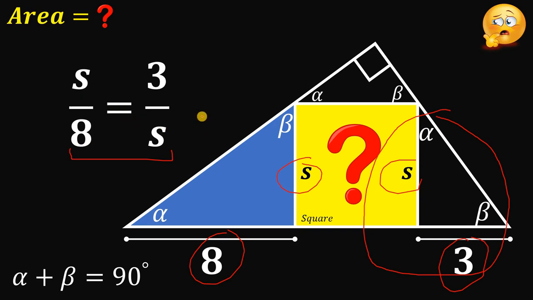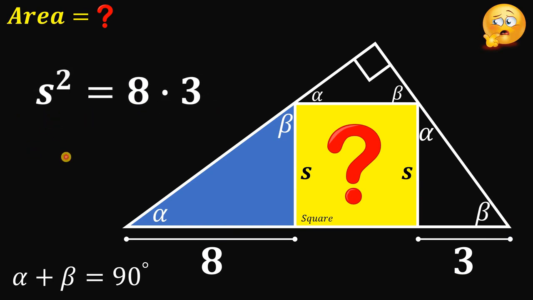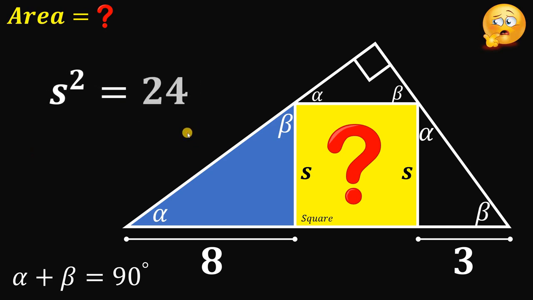Now, we can solve for the value of S squared, or the area of this square. So what we're going to do is cross multiply. So we have S multiplied by S must be equal to 8 times 3. And S times S must be equal to S squared. And we know S squared must also be equal to the area of this square. And so, S squared must be equal to 8 times 3, which is equal to 24. And that is the answer.